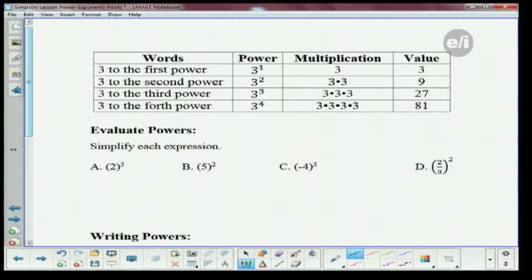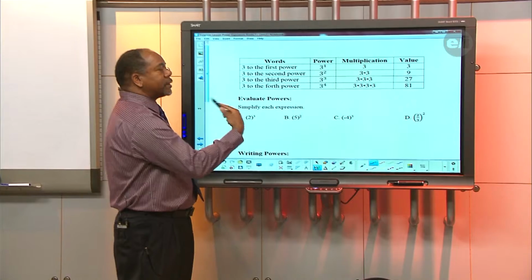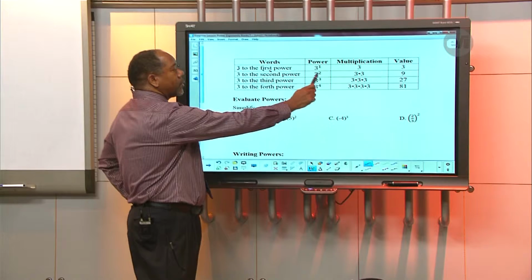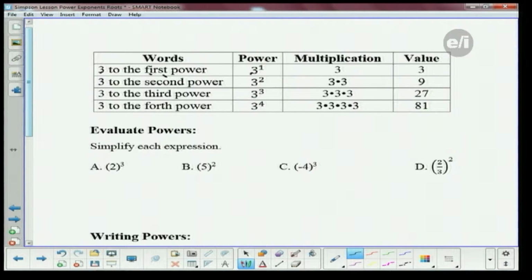So typically, this table here is a highlight of really the words and powers and multiplications and values. For example, 3 to the first power, we would write that as 3 to the 1. And literally, that's just a single 3, and the value is 3. 3 to the second power is 3 times 3, which is 3 squared, which is 9. 3 cubed, 3 times 3 times 3, is 27. 3 to the fourth power is 3 times 3 times 3 times 3, which is 81.